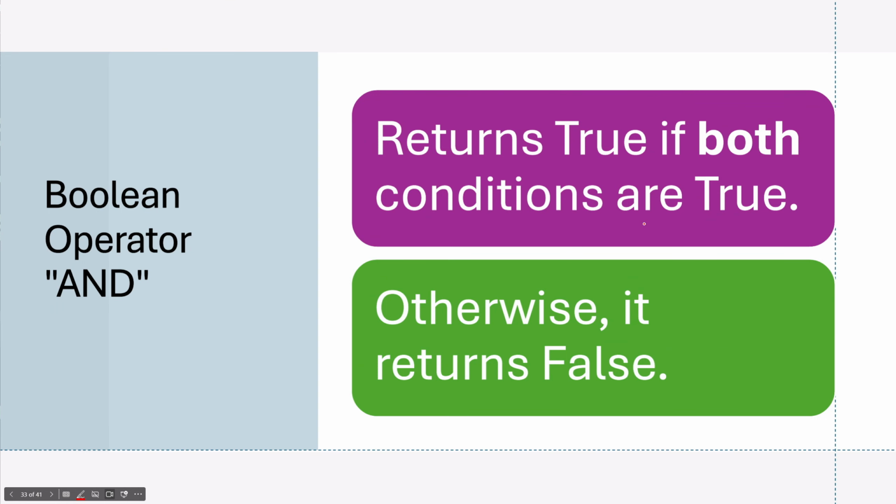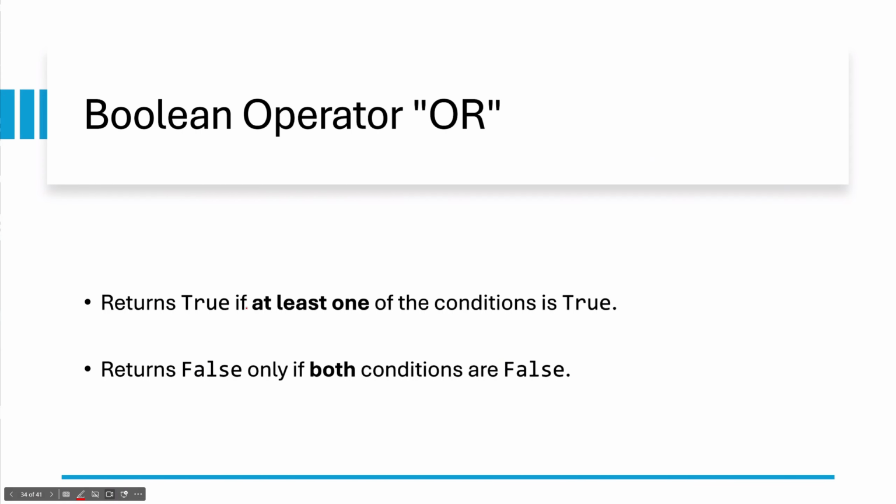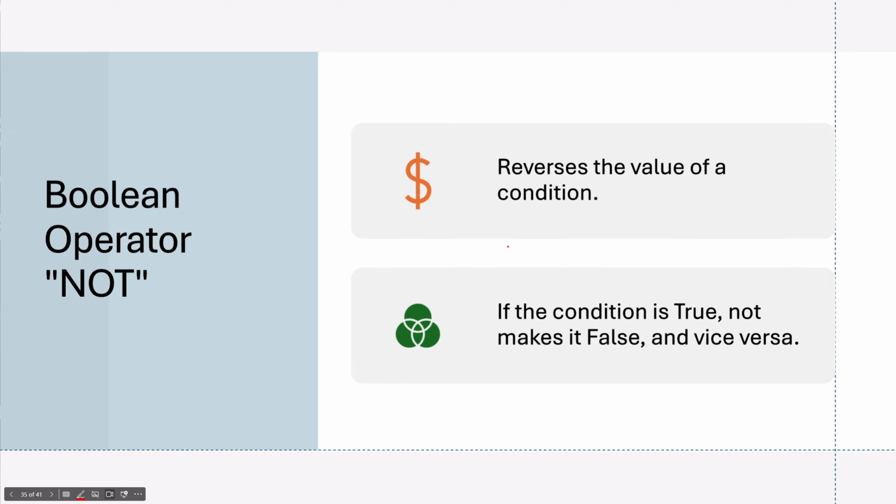So again, the Boolean operator AND returns true if both conditions are true. So if both switches are on at the same time, otherwise it will return false. The Boolean OR operator returns true if at least one of the conditions is true. It will return false only if both conditions are false. And the Boolean NOT operator reverses the value of a condition. So again, if I turn the switch on, the light actually goes off. If the condition is true, NOT makes it false, and vice versa. So if the input is on, the output is off. And if the input is off, the output is on. It just flips it around.